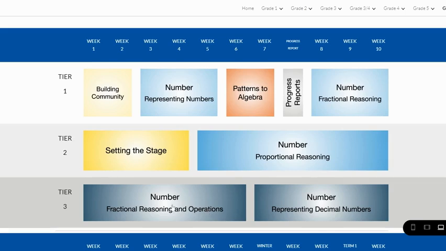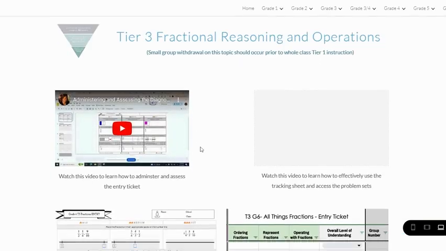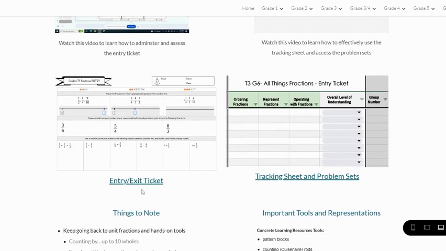So clicking on this topic will take you to the Tier 3 page for that topic, where there is a link to the entry and exit ticket, as well as to the tracking sheet and problem sets. There is a separate tutorial that works through how to use the tracking sheet and problem sets, but we're just going to focus on the entry and exit ticket.